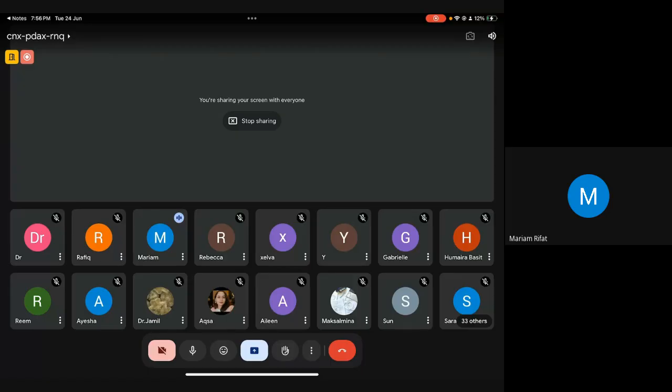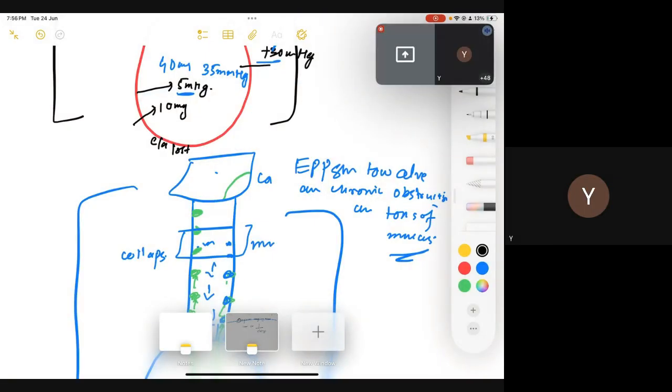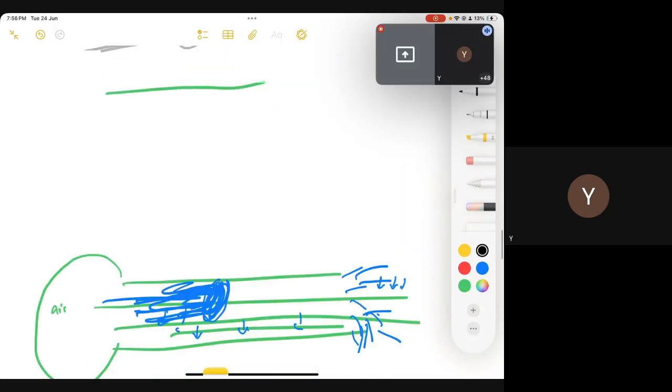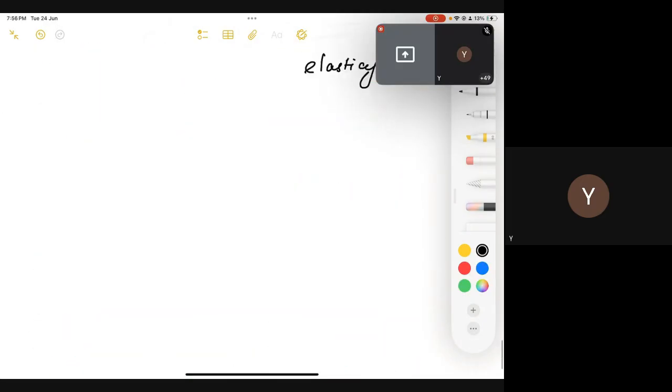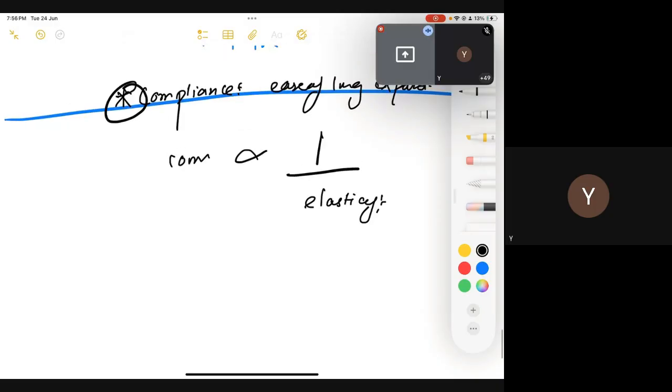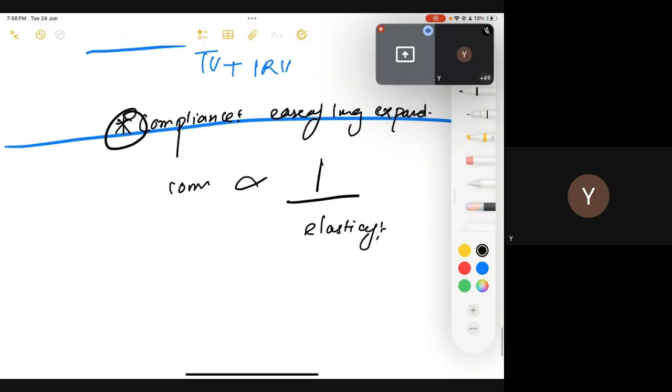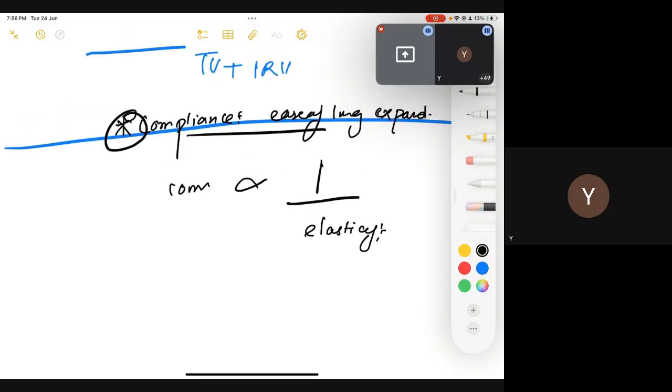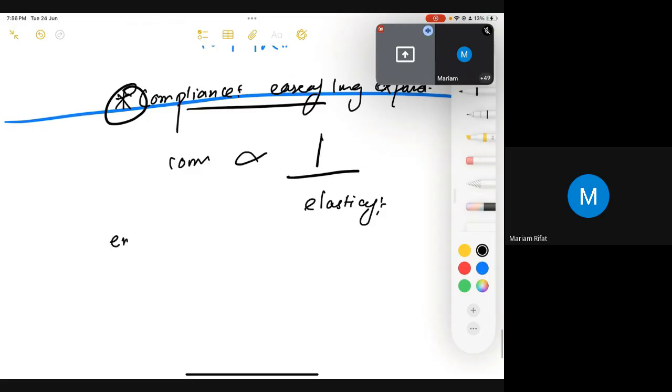What is compliance? Ability to expand. Yes, only that point is on the expiration. Okay, got it, thank you so much. So that answer was really simple for your question, right? Compliance is the ability of the lungs to expand, not the lungs to contract, right? So during emphysema, what happens?